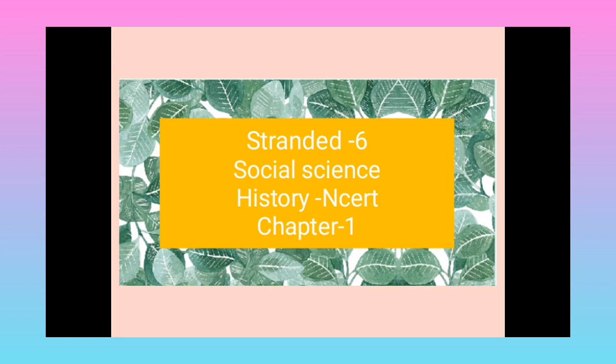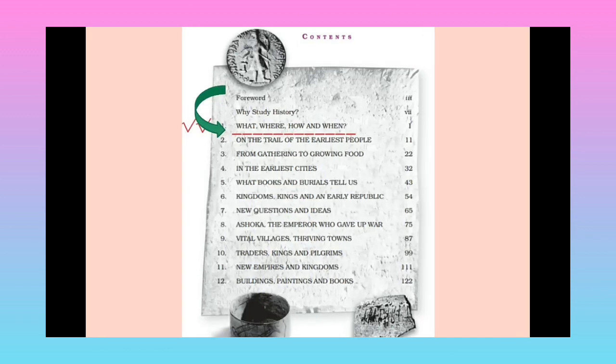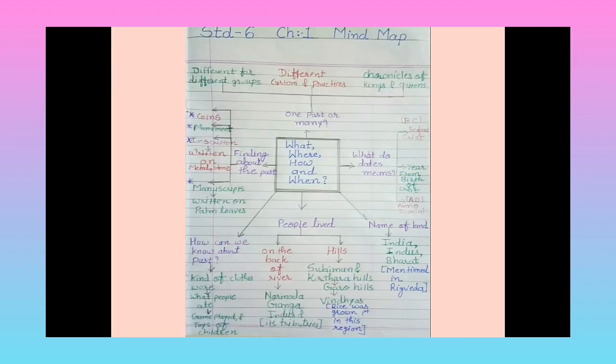Today we will do a quick recap of Chapter 1, Standard 6, Social Science, History NCERT book. The book name is Our Pasts 1. We have completed the chapter What, Where, How, and When. First, we will see the mind map. From that, you can remember the whole chapter easily in the simplest way.